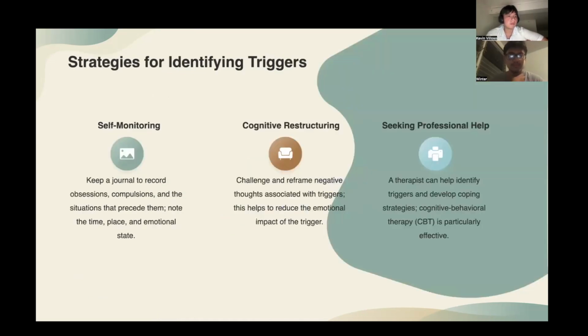Here are some strategies for identifying these triggers. There's self-monitoring. You can keep a journal to record the obsessions, compulsions, and the situations that cause them. There's cognitive restructuring: challenge and reframe negative thoughts associated with triggers. It helps to reduce the emotional impact of the trigger. And then there's also seeking professional help, such as from a therapist or cognitive behavioral therapy.